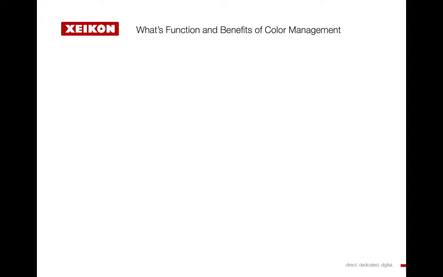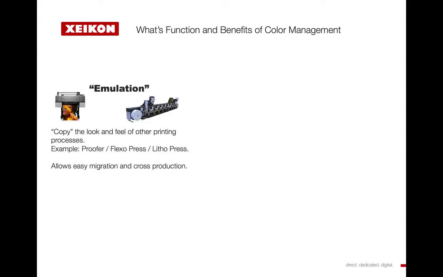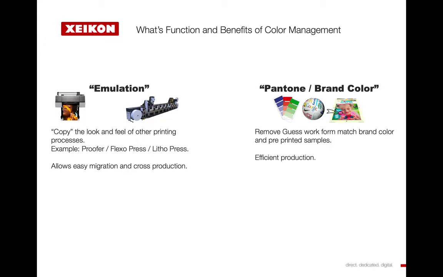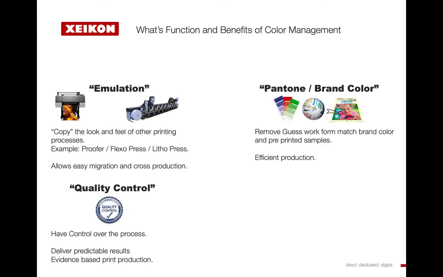So what are the benefits for you? Well, emulation is one of the things that digital printing allows. We can make the look and feel of either a proofer, a flexo press, or even a litho press. And this makes easy migration and cross-production, a very important thing for most customers. Brand colours need to be as accurate as possible, and colour management allows you to do this with the most ease. So no guesswork, and so the most efficient production.